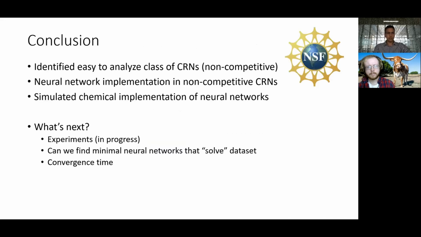So to conclude, we identified an easy to analyze class of chemical networks called non-competitive. We presented a neural network implementation in non-competitive networks. And we simulated chemical implementation of neural networks to showcase our approach. The next things: we are currently working on experiments. We are curious about the question of minimizing and pruning neural networks in order to get the minimal neural network and thus a small chemical system. And we are interested in exploring the question of convergence time of chemical systems.